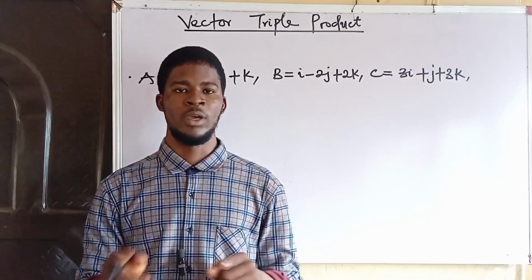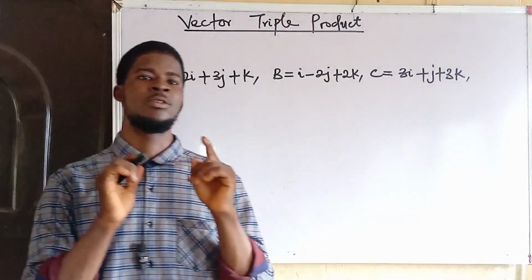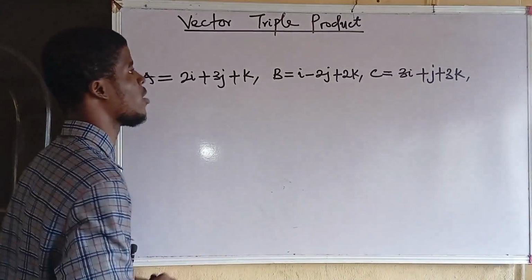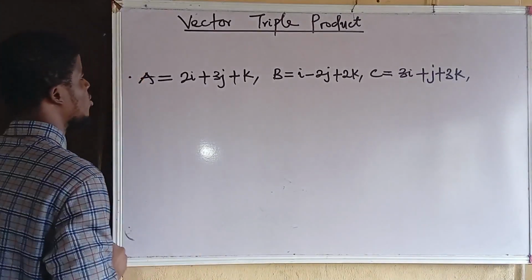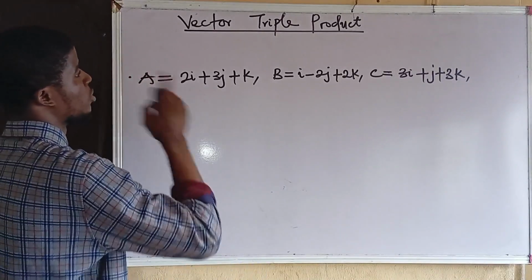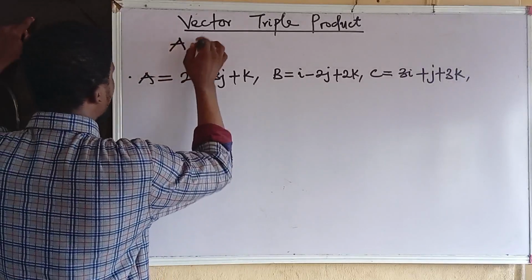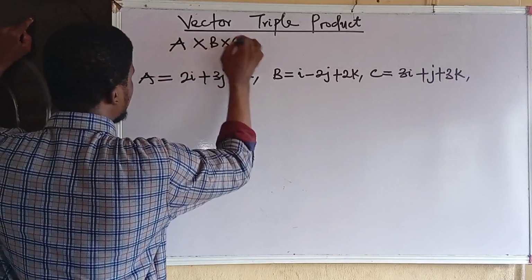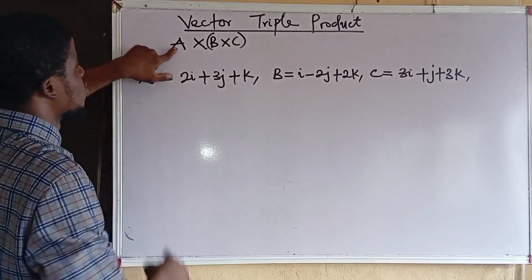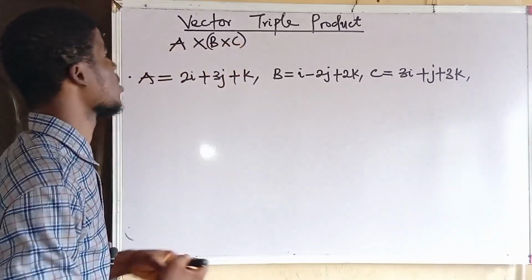Let's do vector triple product. How to determine the vector triple product of three vectors A, B, and C. If I have three vectors A, B, and C, the vector triple product of A, B, and C is A cross (B cross C), like this. It is the cross product of A with the cross product of B and C.